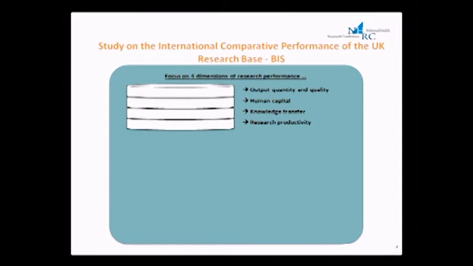And essentially what they came to Elsevier with was, we want to look at 4 dimensions of research performance: output quantity and quality, human capital, knowledge transfer, which is very relevant in the biomedical field. How do you measure knowledge transfer? And then research productivity. So what Elsevier, the SciVal analytics team, did was apply many quantitative and also qualitative methodologies through indicators, analysis, interpretations, and also workshops in order to produce a bespoke report.